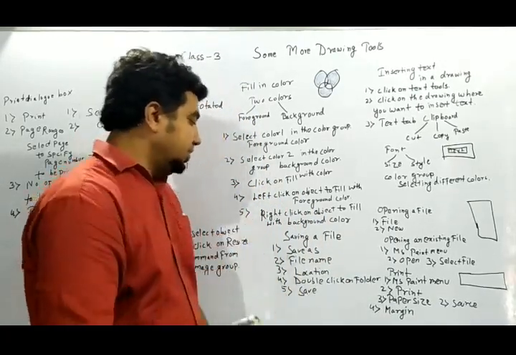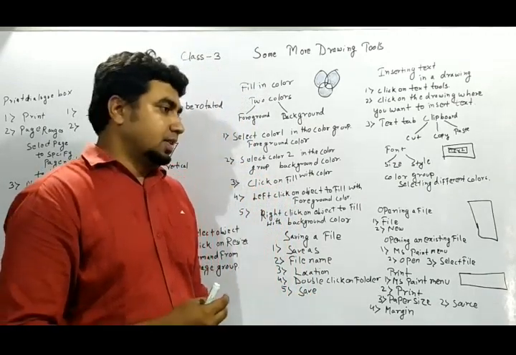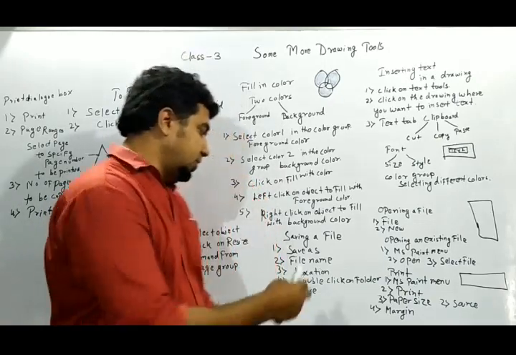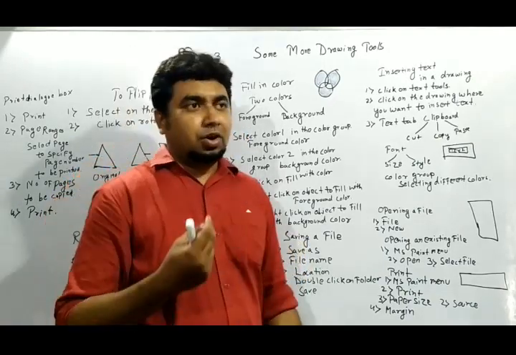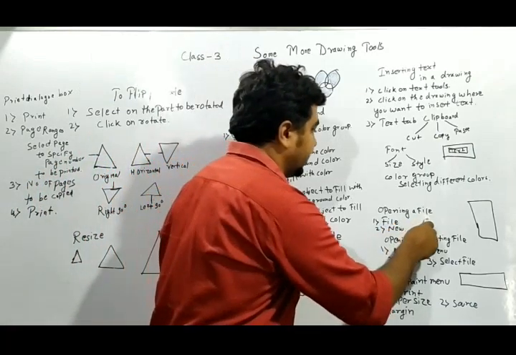So the file will be saved in C drive in images folder, and the name of the file you can give, and you can format. Save as means you can give the format in which you want to save. Next thing is opening a file.